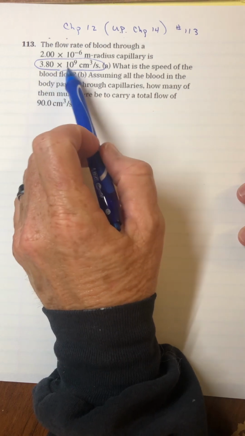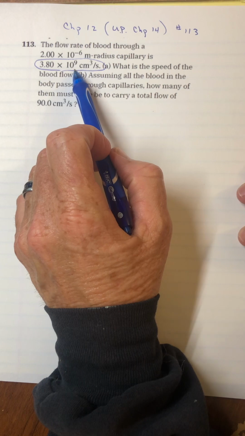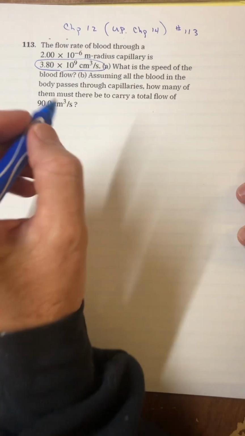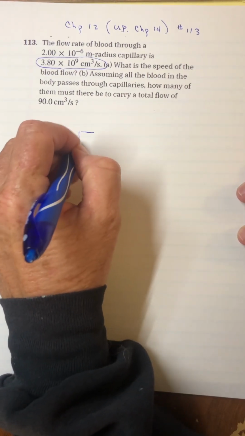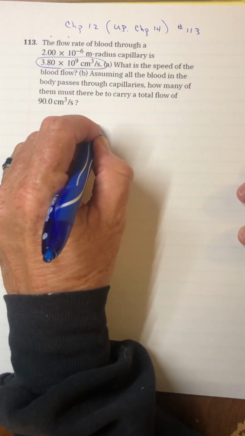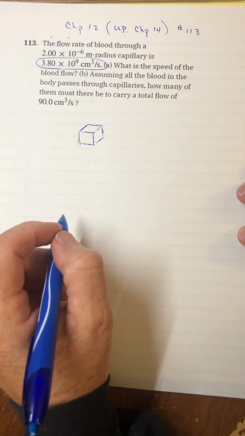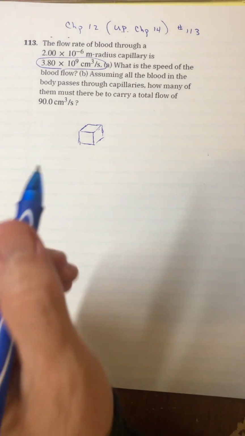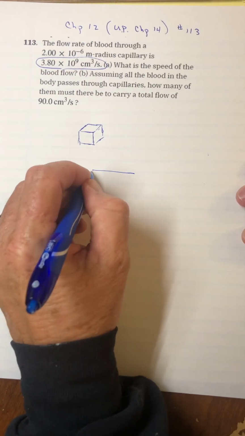I mean, this flow rate, this is 3.8 billion cubic centimeters per second. Now, a cubic centimeter, it probably shows up on the video, is probably about this size, okay? And can you imagine a billion of those? I mean, I'm not even sure how to describe that.